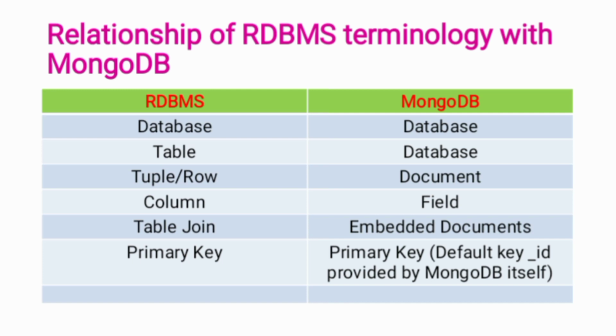Now let's see the relationship of RDBMS terminology with MongoDB. One of the main differences between MongoDB and RDBMS is that RDBMS is a relational database while MongoDB is a non-relational database. Likewise, while most RDBMS systems use SQL to manage stored data, MongoDB uses BSON for data storage, a type of NoSQL database. While RDBMS uses tables and rows, MongoDB uses documents and collections.